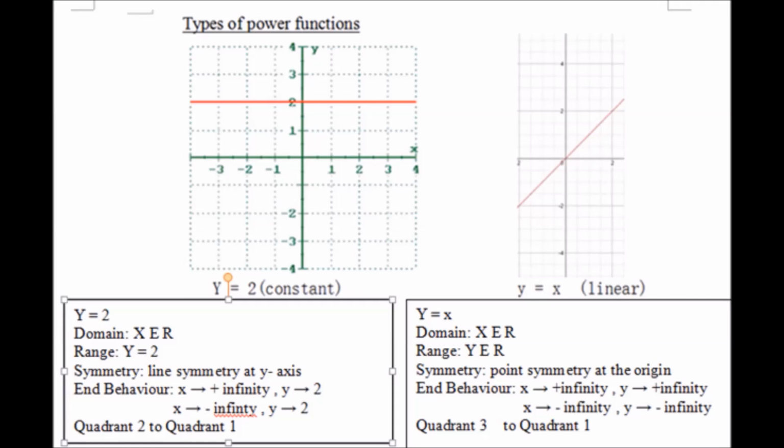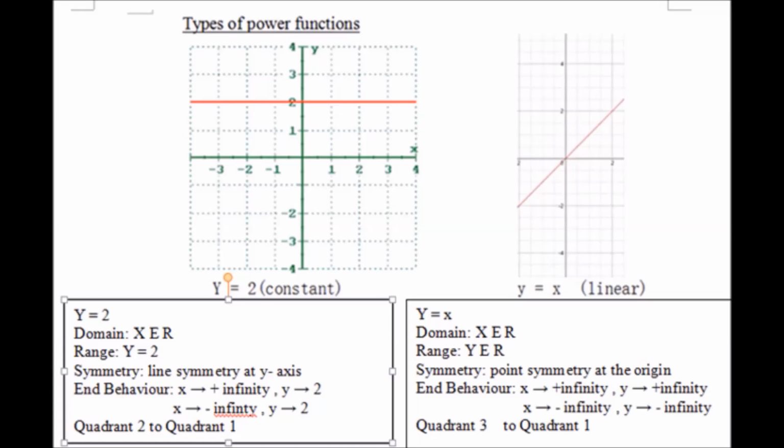Well, let's look at the different types of power functions, and let's carefully look at their graph features. On the left side, we have a constant function of y equals 2. Its graph features are: domain, x contains all real numbers; range, y equals 2. As x approaches infinity, y stays at 2, and as x approaches negative infinity, y still stays at 2. It moves from coordinate 2 to 1 and has line symmetry at the y-axis.